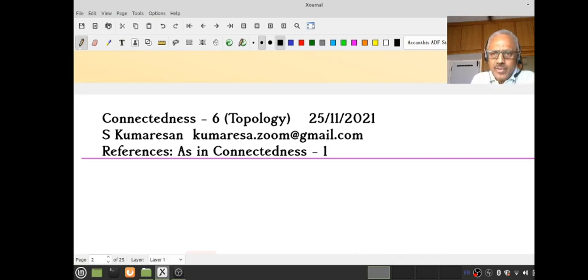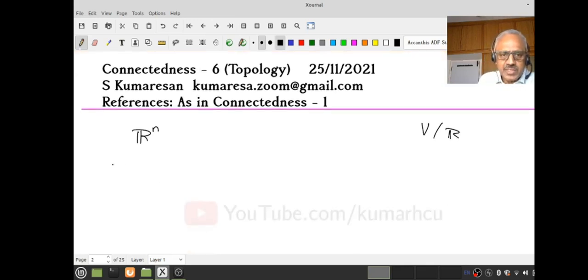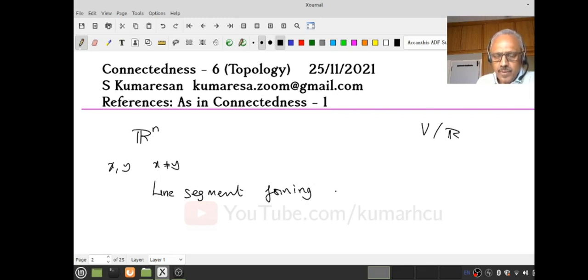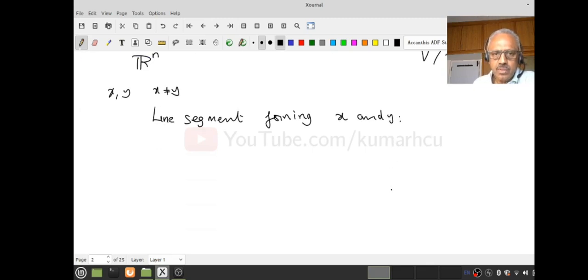Whatever I want to do depends upon one basic definition. Suppose I start with Rn. In fact, you can do it in any vector space over R. Suppose you give me two vectors x and y, with x not equal to y, then I can form a line segment joining x and y. This is a subset of Rn.